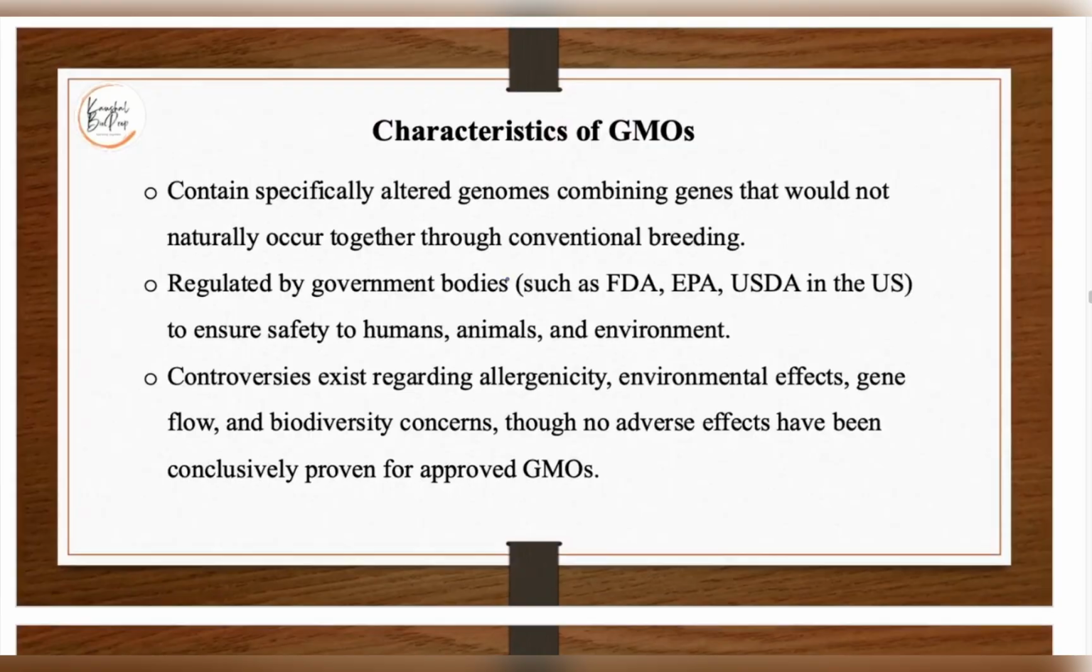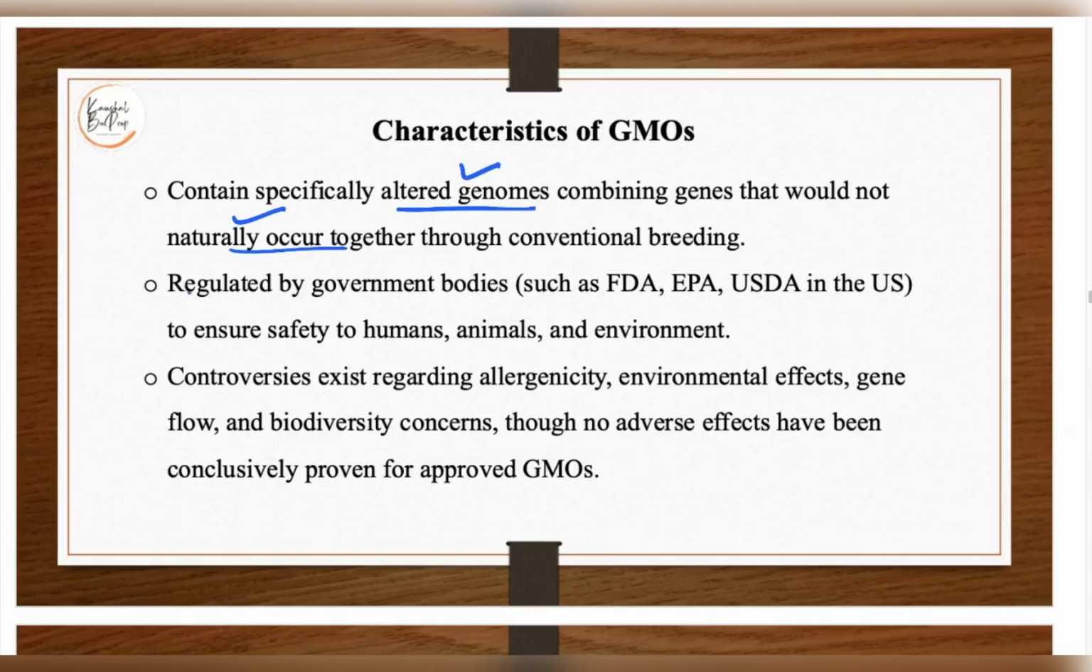Now what are the basic characteristics of a genetically modified organism? They contain a specifically altered genome. First of all, their genome has been altered, and this is done by combining genes that would not naturally occur. This is very important. You will not find these organisms naturally. So they have some alteration in their genome.